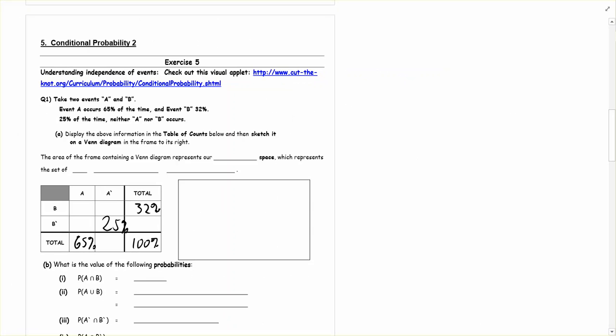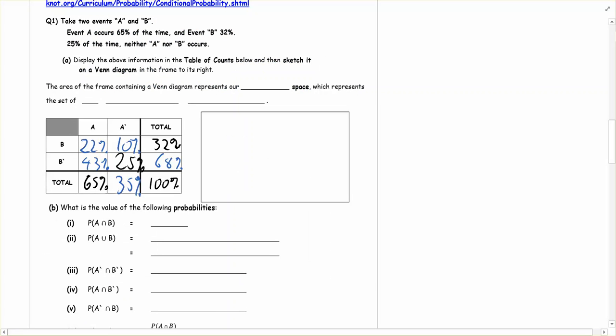So pause this video and fill in the rest of the table, please. Hit play when you've done that. Okay, and there we have it. Now, we're going to transfer this onto a Venn diagram. This is our Venn diagram, goes on the right here.